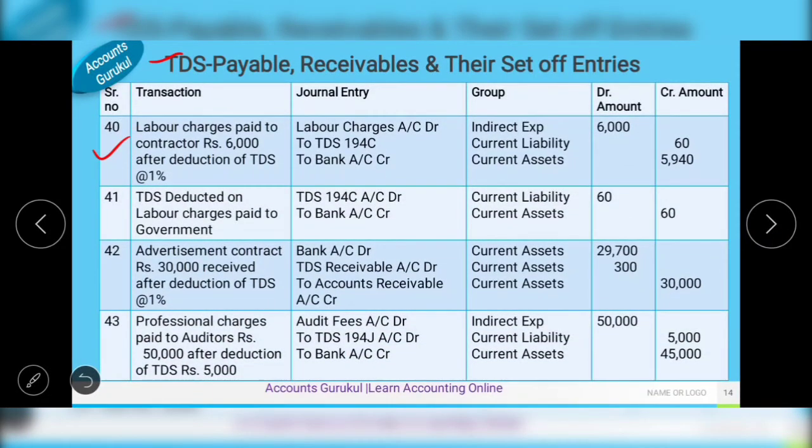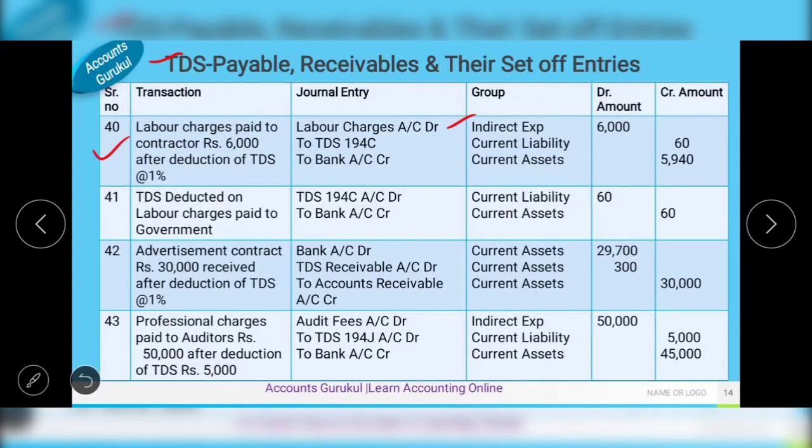Labor charges paid to contractor rupees 6000 after deduction of TDS at the rate 1%. Contractual labors हैं, उनको हम लोगों ने 6000 paid किया and उसके ऊपर 1% deduction of TDS भी किया हुआ है, that's under section 194C. तो labor charges, that entire labor charges of 6000 is expenses for us, so the labor charges account debit for 6000 rupees to TDS under section 194C.